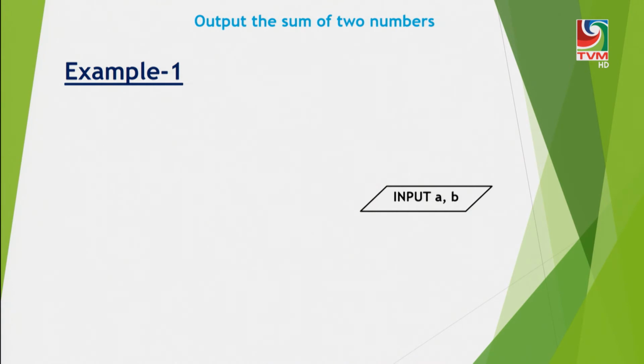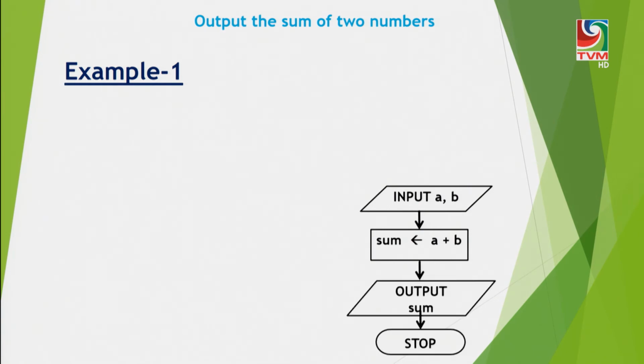See, first you are going to give the inputs. I already told you inputs can be given using a parallelogram. So input A, B. In this case A and B are variables and input is a statement. And you are going to find the sum. Sum is A plus B: you are adding A and B and storing it in the variable sum. And you are going to output that value, that is sum, which will be stored there, and the rest of the parts will be the same.